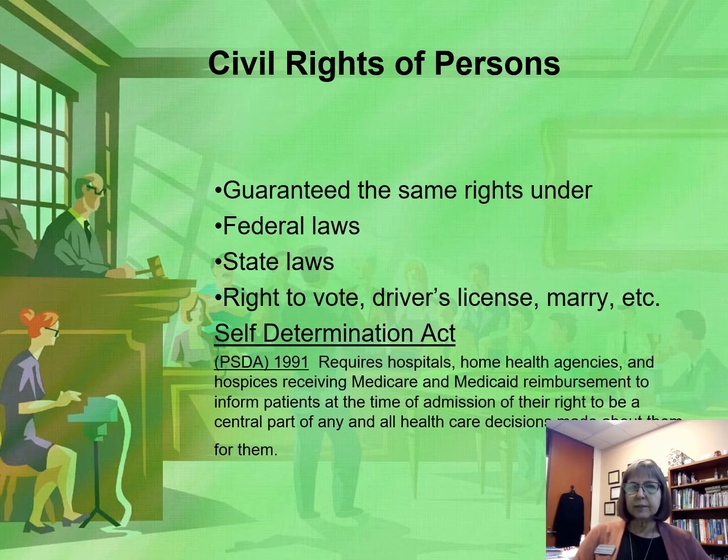And this act is one that required hospitals, home health agencies, and hospices that receive Medicare and Medicaid reimbursement to inform patients at the time of their admission of their right to a central part in all their healthcare decision making. And these are those papers that you sign when you go in the hospital or an outpatient surgery clinic or something that tells you about these rights. They want you to know that you do have a right to participate in the decision making of your care.